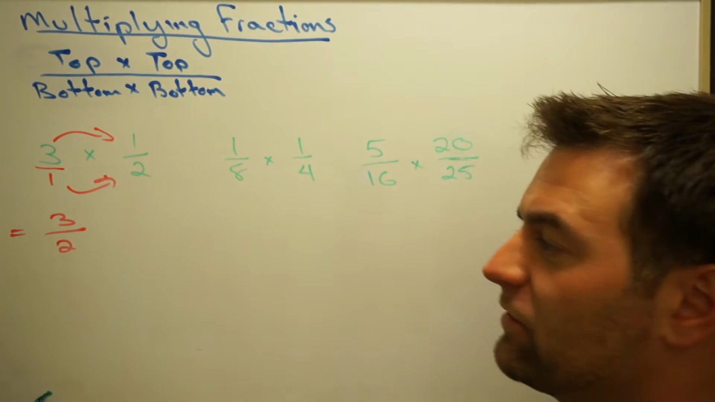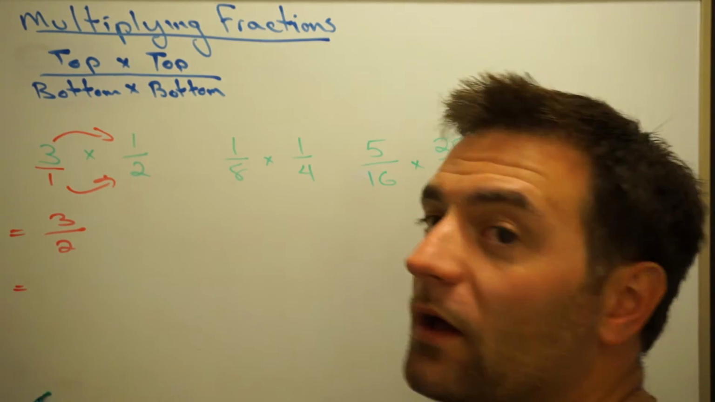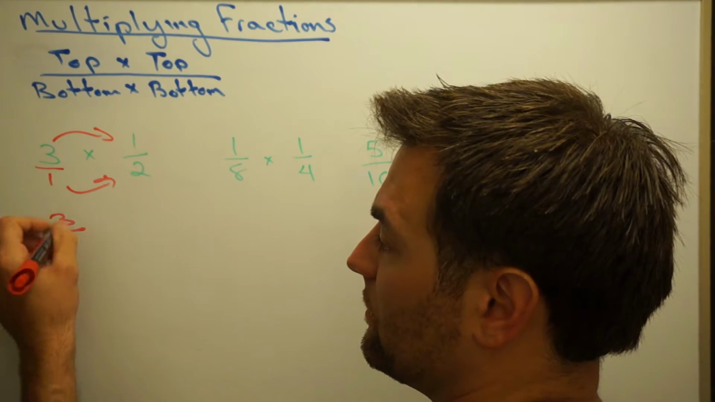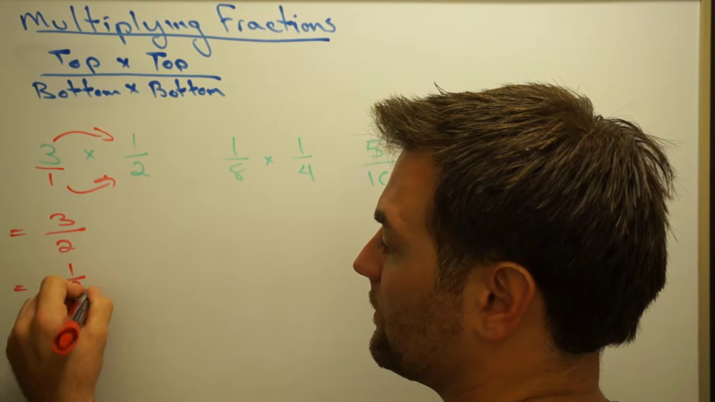And we get 3 halves, or if we were to change that to a mixed number, we'd have 2 going into 3 once with 1 remainder. So 1 and 1/2.